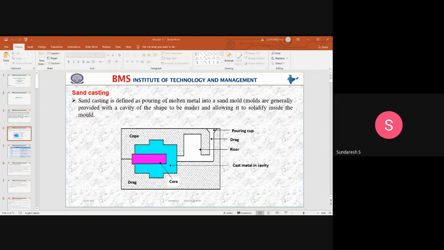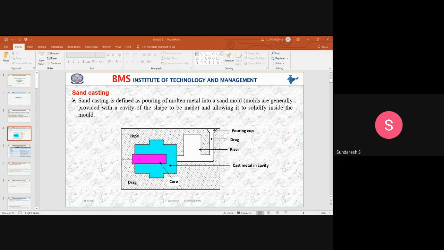Okay. Yeah, go ahead. The patterns are split into two pieces, sir. Okay, then what is a pattern? It is what has to be molded, which has to be cast. It's a replica of the object, a replica of the cast. Okay, right.